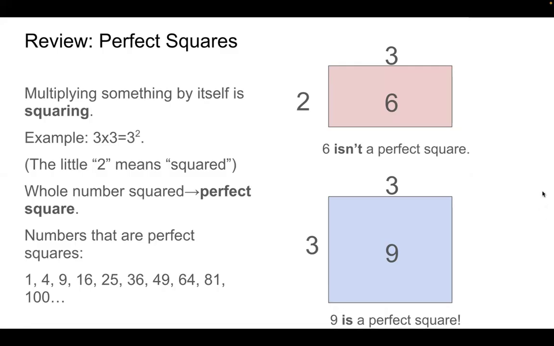One way you can remember what makes something a perfect square versus not: if we were to make a shape with each side representing a certain length, the perfect squares are the ones that look like squares. You can see 6 would not be a perfect square. 9 is, because you can make it 3 times 3. Next slide.